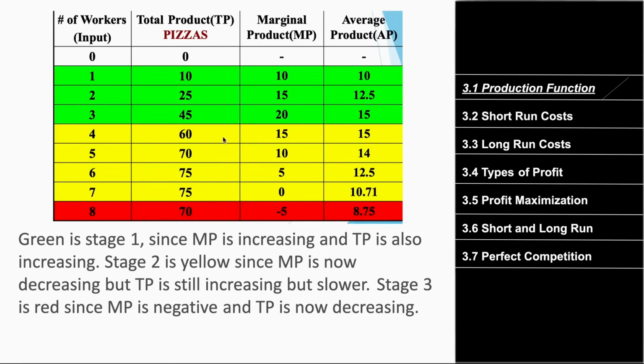So here's the idea. And just for your information, total product is the total amount a company can produce. Marginal product is the additional amount they can produce per worker. So the marginal product of the 4th worker is 15. They can produce 15 more product. And average product is the total product divided by the amount of workers. So total product divided by workers.